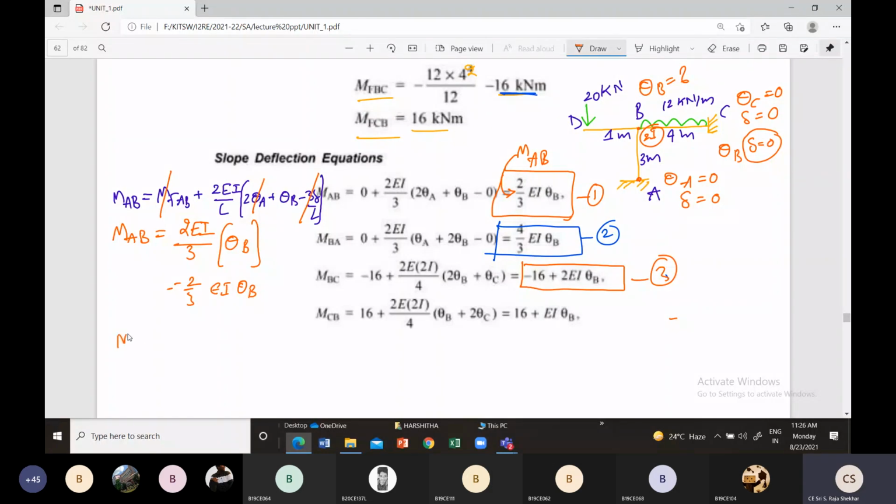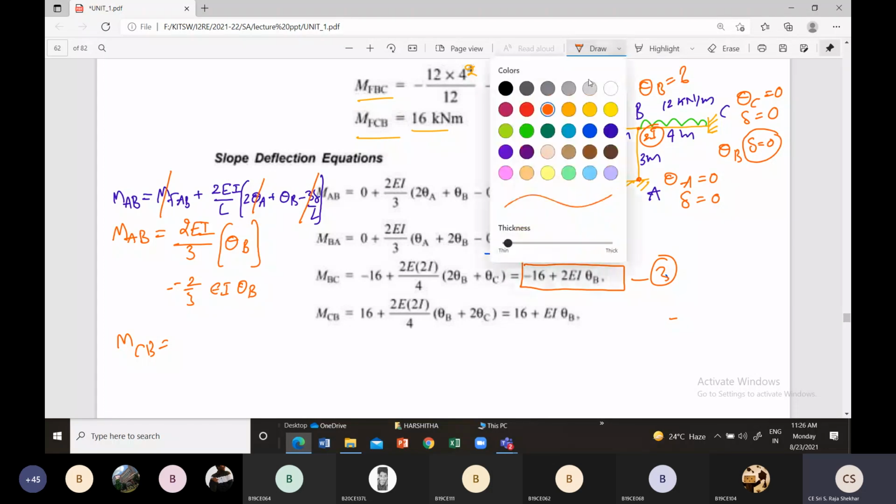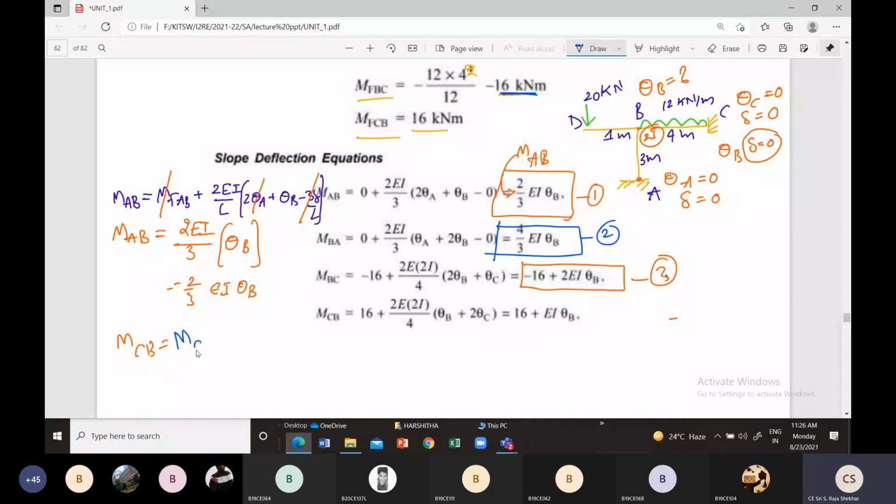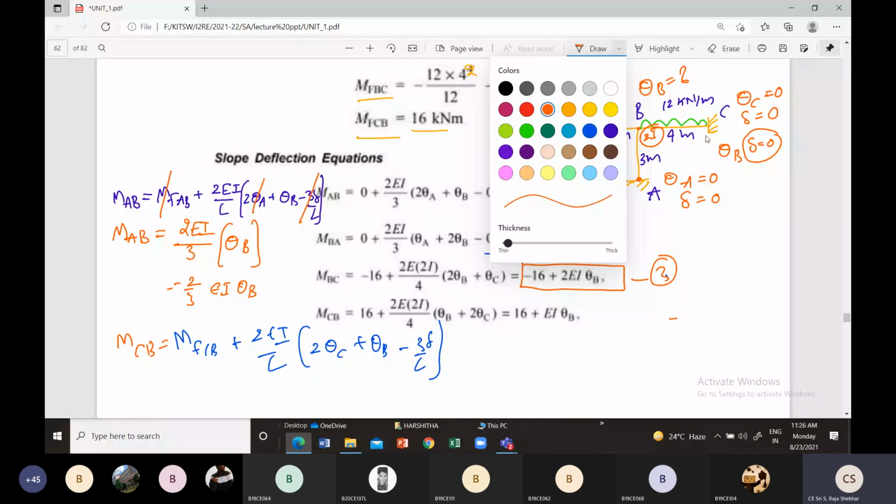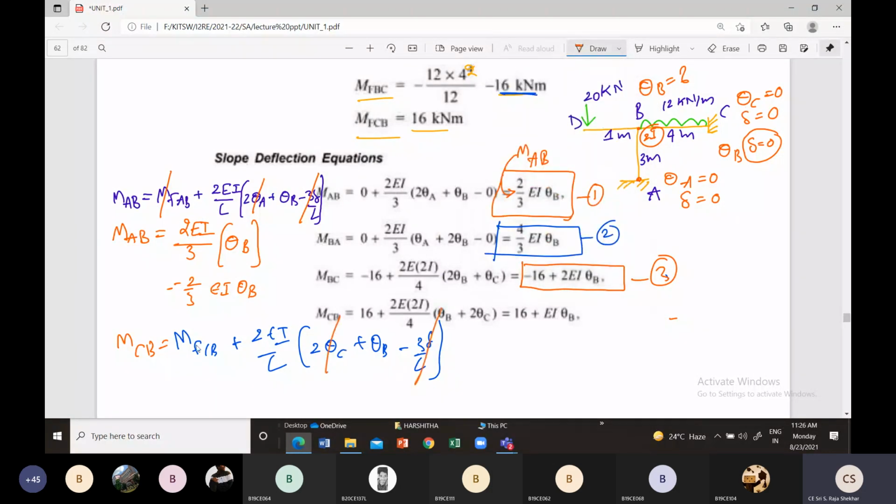We'll write the slope deflection equation for MCB. That is MFCB plus 2EI by L into 2 theta C plus theta B minus 3 delta by L. From the given figure, theta B is unknown and theta C is 0. So substitute theta C equal to 0 and delta equal to 0. Here I is equal to 2I, so substitute I equal to 2I.